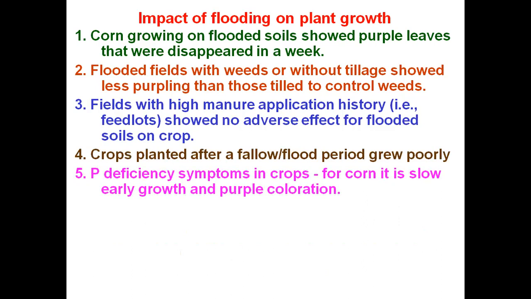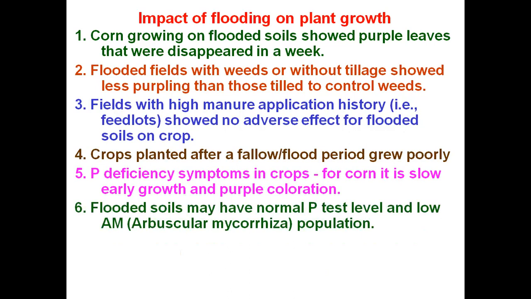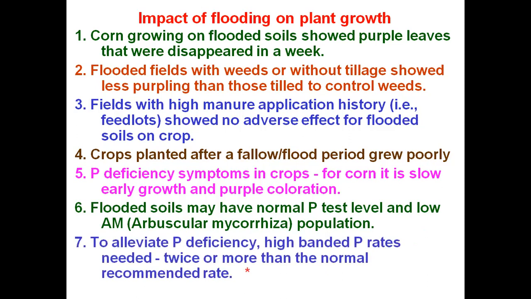Phosphorus deficiency symptoms in crops: for corn, it is slow early growth and purple coloration. Flooded soils may have a normal P test level and a low arbuscular mycorrhiza population. To alleviate the phosphorus deficiency, high banded phosphorus rates are needed, twice or more than the normal recommended.